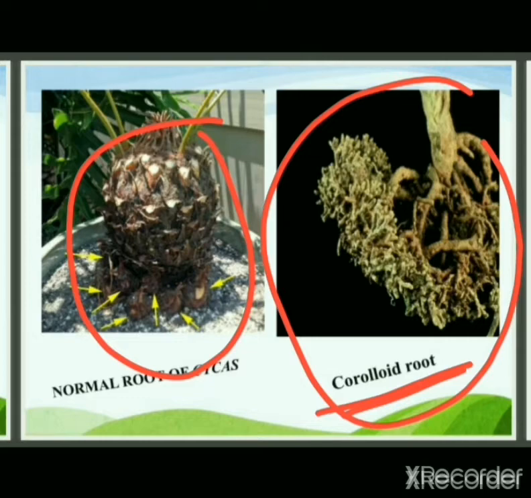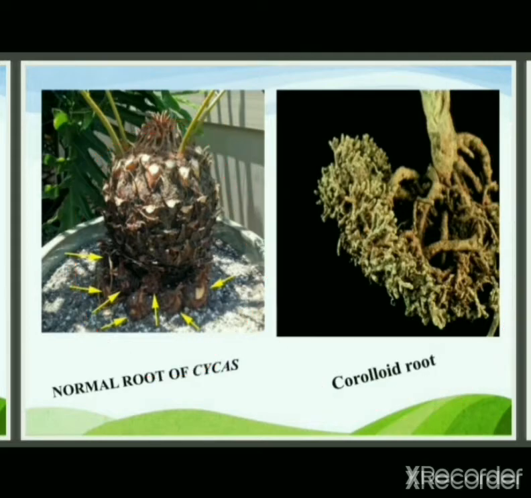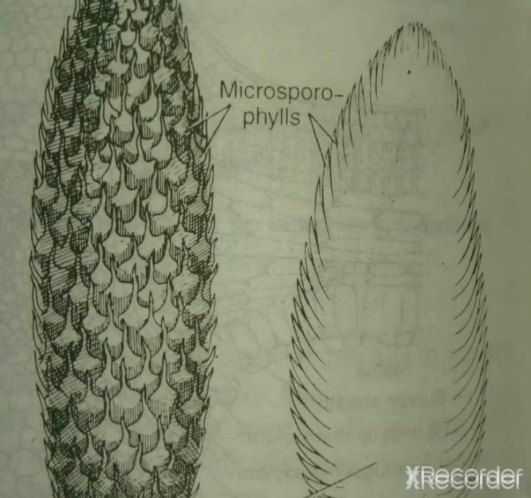Another example, mycorrhiza, is seen in gymnospermic plants. The gymnospermic plant Pinus has a relationship with some fungal structures in its roots, and these structures are known as mycorrhiza. The gymnospermic plants are heterosporous. That means they produce haploid microspores and megaspores.